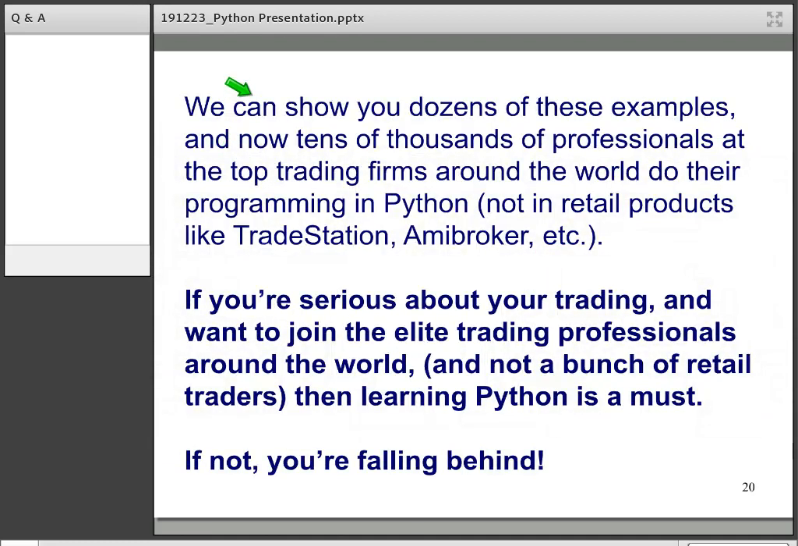So we can show you dozens of these examples, and now tens of thousands of professionals at the top trading firms around the world. They do their programming in Python. They're not doing it in retail products like TradeStation or AmiBroker, and this is no disrespect to those firms or those platforms. TradeStation, I started my backtesting back in the 90s. I started with TradeStation. We then moved to AmiBroker about 15 years ago. We built up a large platform of AmiBroker backtesting.